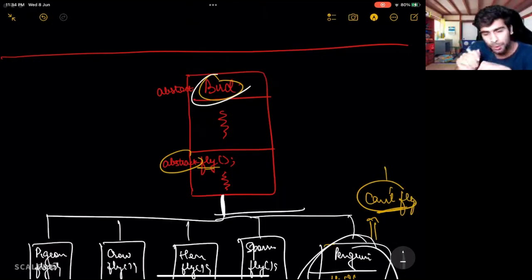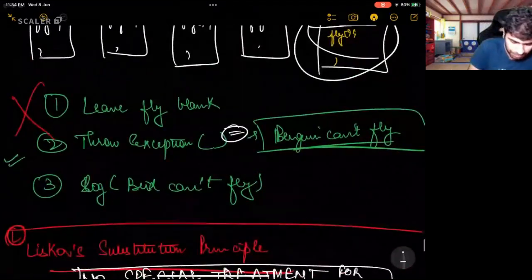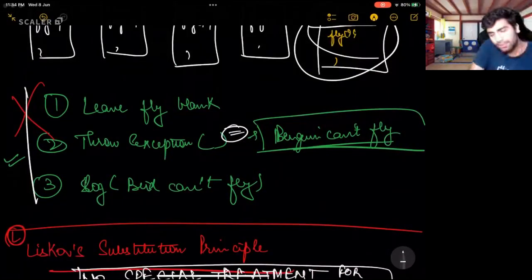But due to that, a problem comes up: a bird has to fly, but penguin is not flying, right? That is a problem. So now there are multiple solutions that people use to handle this. Three of these solutions are here today, which are going to violate the Liskov substitution principle. We will see a few more solutions.